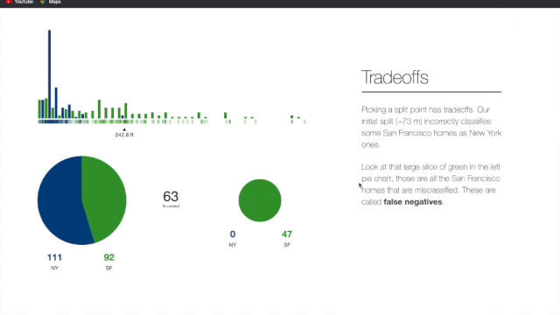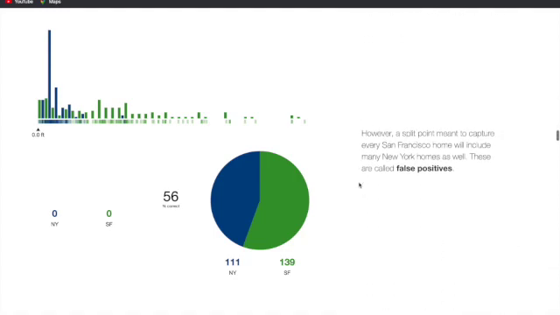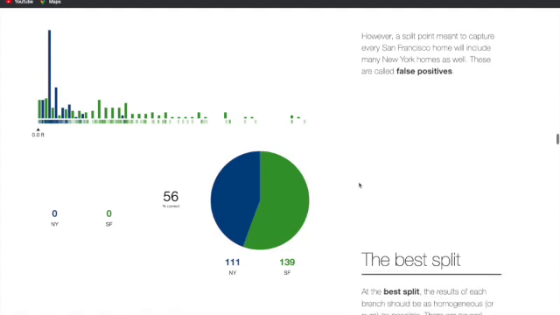And there actually will be a few trade-offs. Picking a split point has a trade-off. Our initial split, that is 73 meters, incorrectly classifies some San Francisco homes as New York ones. Look at the large slice of green in the left pie chart. Those are all San Francisco homes that are misclassified. These are called false negatives. However, a split point meant to capture every San Francisco home will include many New York homes as well. These are called false positives.